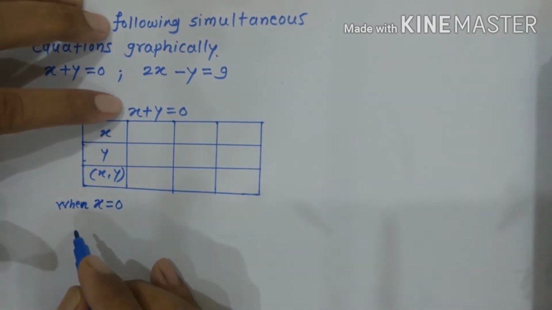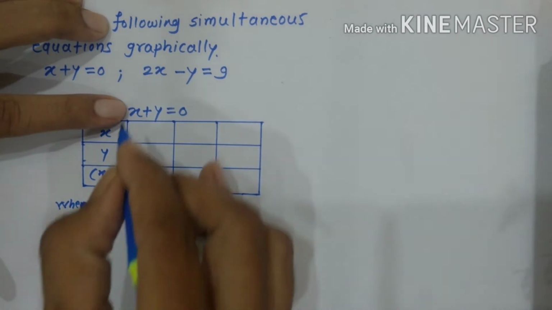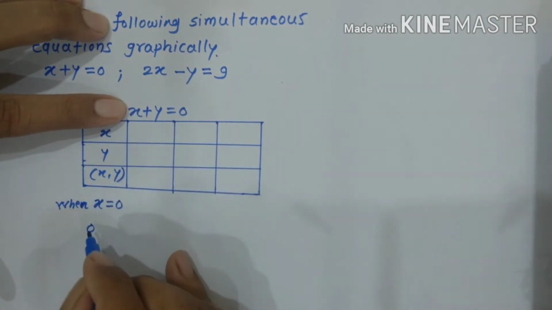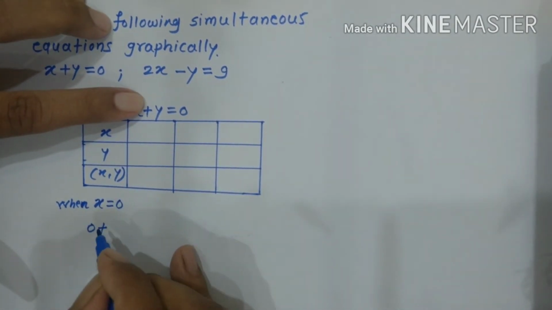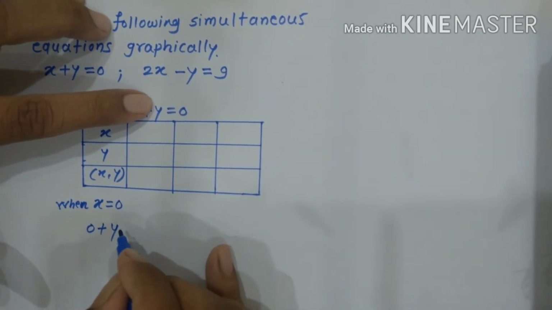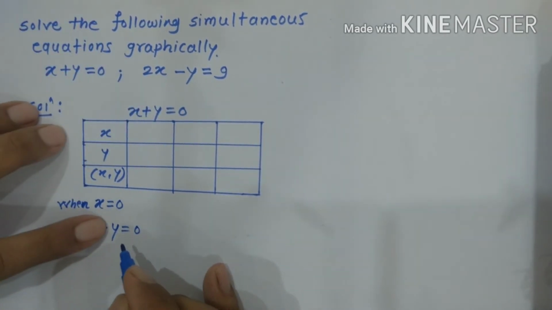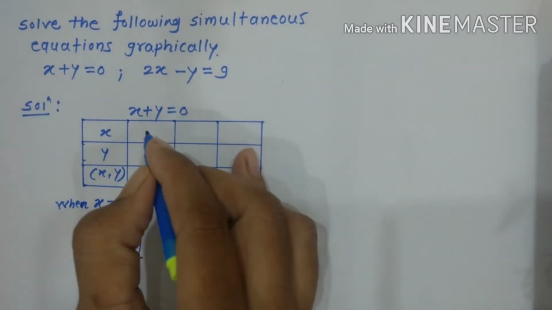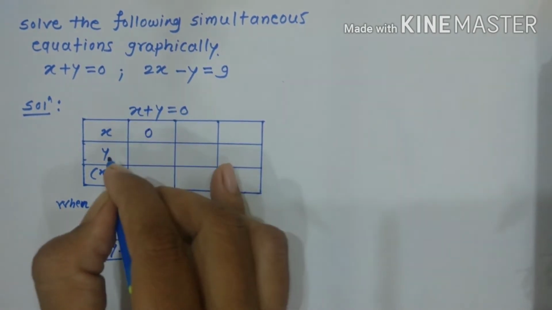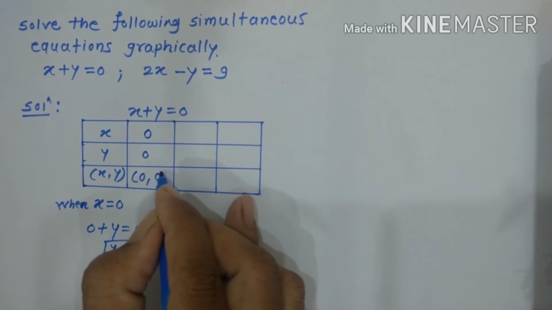Therefore, equation becomes 0 because x is equal to 0. Therefore, I write 0 at the place of x, plus y as it is, equal to 0. Therefore, value of y is equal to 0. That is x is 0 and y is 0. Our first solution is 0 and 0.